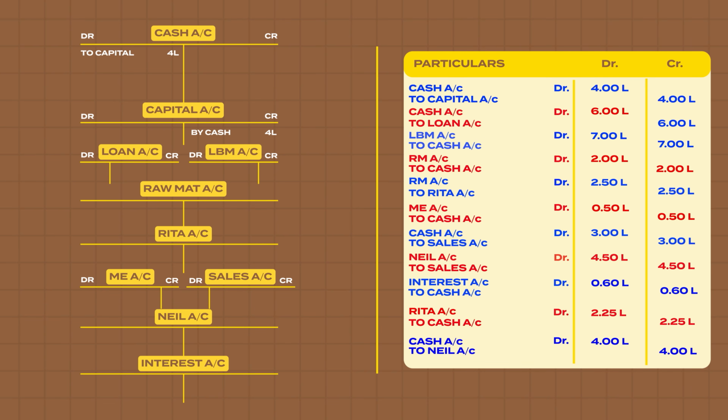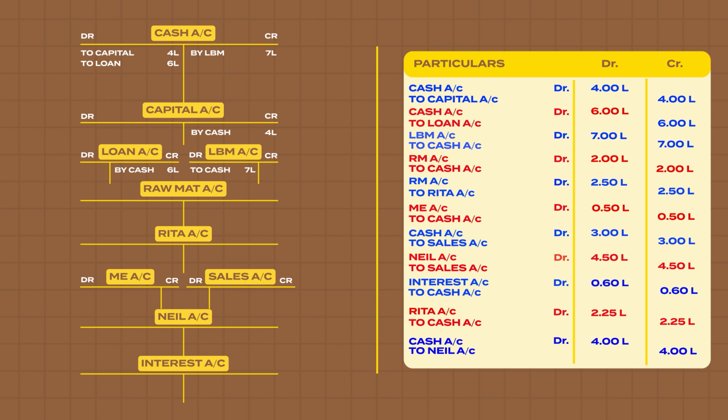Let's go to the second entry. Cash account debit 600,000 to loan account. On the credit side 600,000. So on the debit side of cash we will write to loan 6. On the credit side of loan we will write by cash 6. Third entry is land building machine debit to cash 700,000. So in land building machine account on the debit side we will write to cash 700,000, cash account on the credit side by land building machine 700,000.